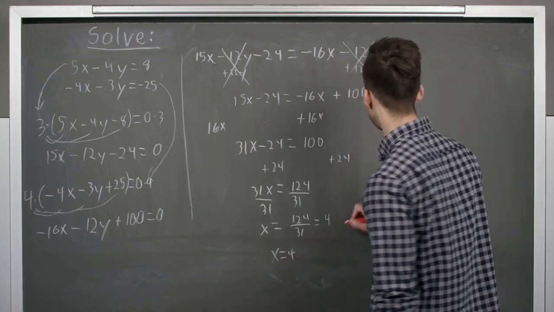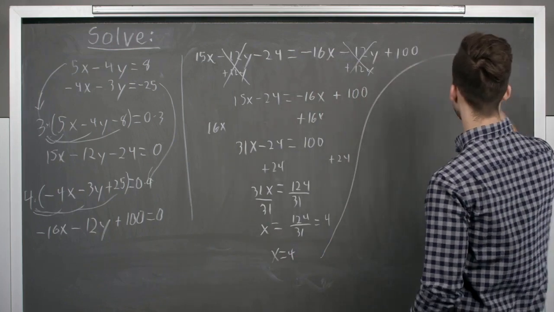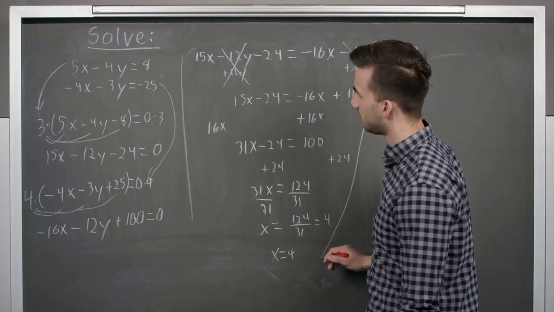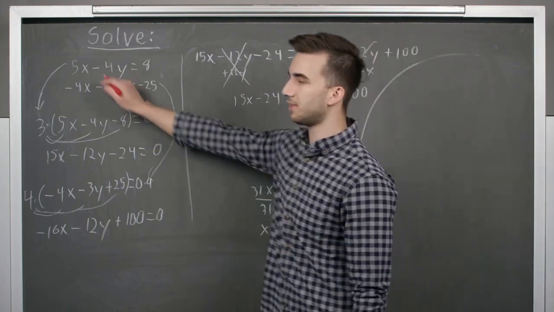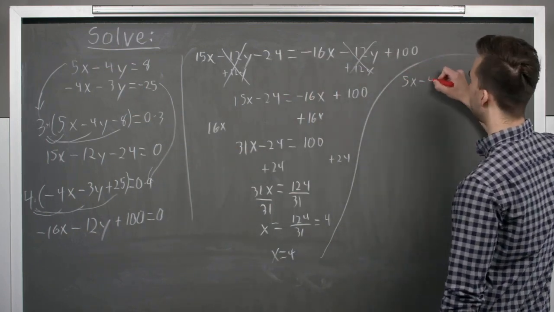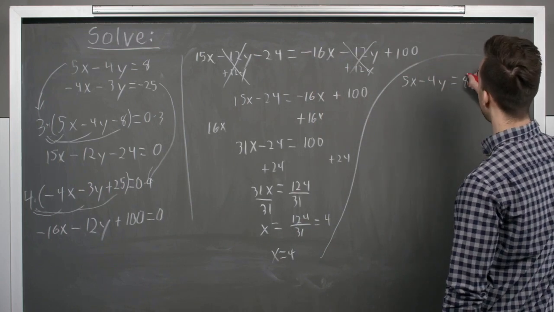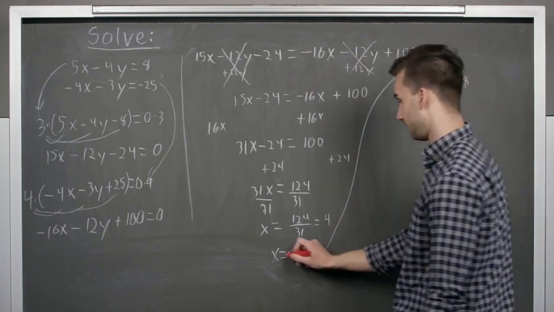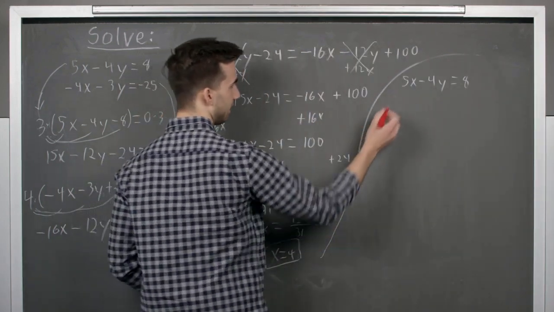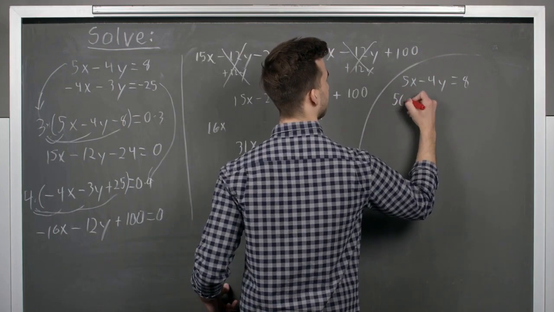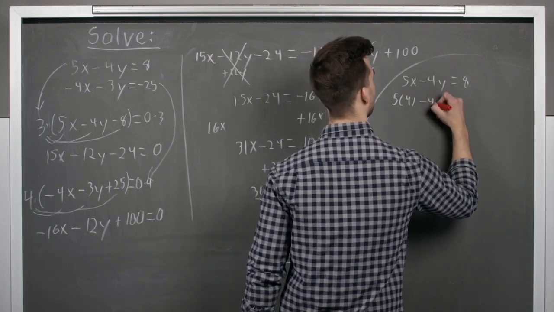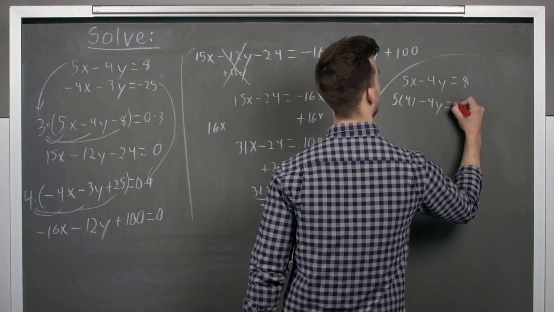Now that should be easy to plug into one of our other equations. Which one do you want to do? Let's pick this first one. This first one looks easier. So 5x minus 4y is equal to 8. And once again, we're just going to plug in our x solution here. So x equals 4 into this. That gives us 5 times 4, right? Minus 4y equal to 8.